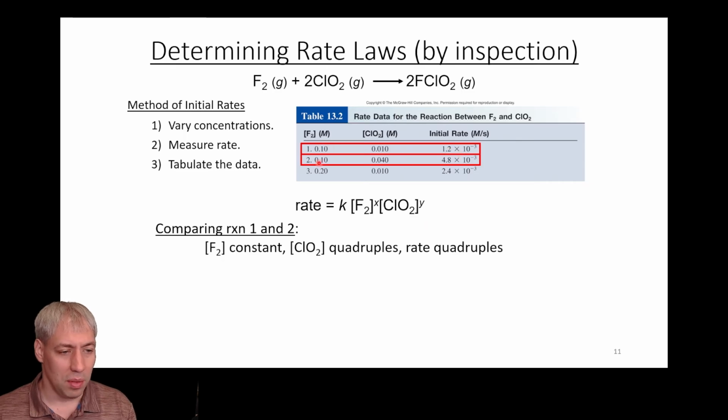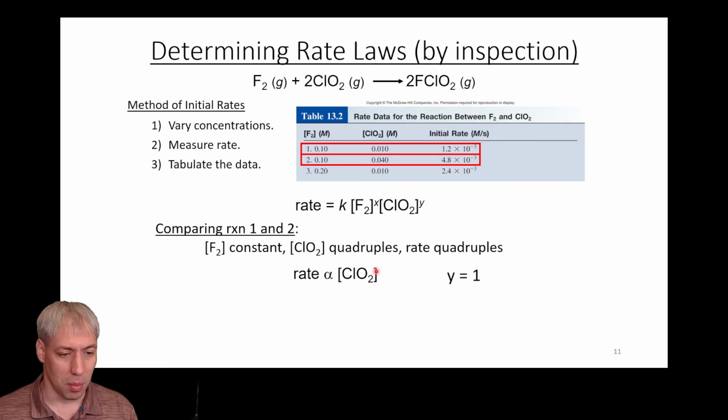If we keep F2 constant, essentially the only thing that's making the rate change is this change in concentration here. So we took F2, we kept it constant. ClO2, we saw that it changed by a factor of 4, or it quadruples. And guess what? We can see the initial rate changes by a factor of 4. So it basically says that any concentration change you have to ClO2 changes the rate proportionally. And so what does that mean? It means Y has to be 1.